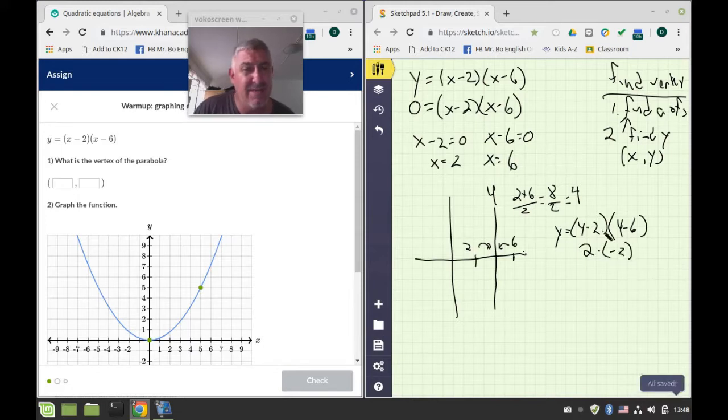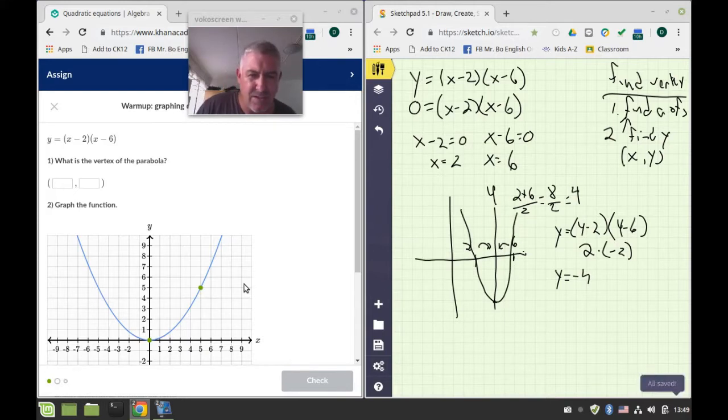That's interesting. Last time it was -3 and 3. This time it's 2 and -2. I think I see something that maybe we should watch out for, a way for us to check ourselves. So y is equal to -4. That means 1, 2, 3, 4. And then we can kind of sketch our parabola here.